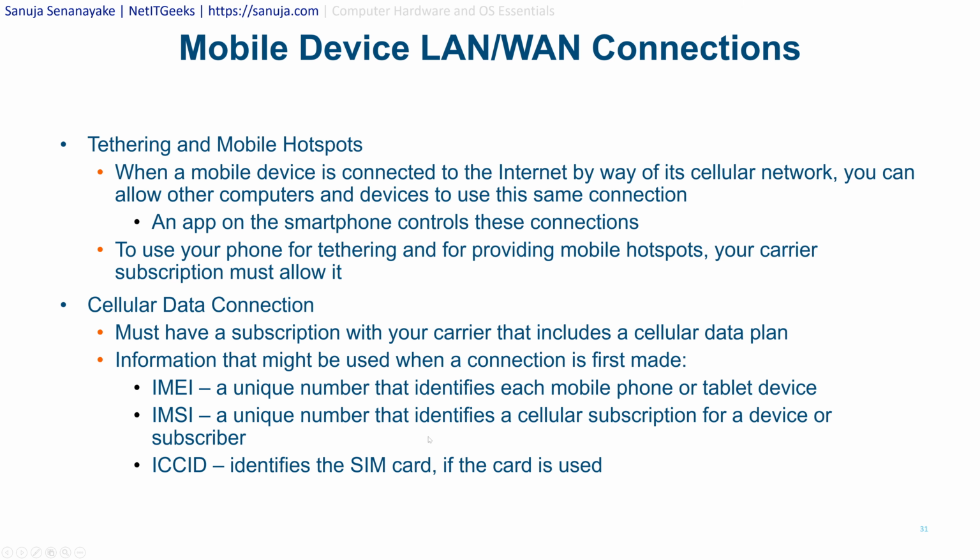IMSI is a unique number that identifies a cellular subscription for a device or subscriber. So that is basically a unique subscriber identification. ICCID identifies the SIM card and if the card is used, and then that information gets relayed based on these numbers.